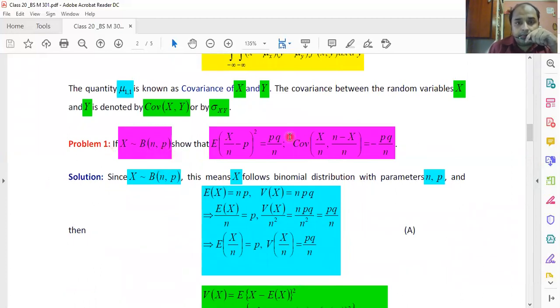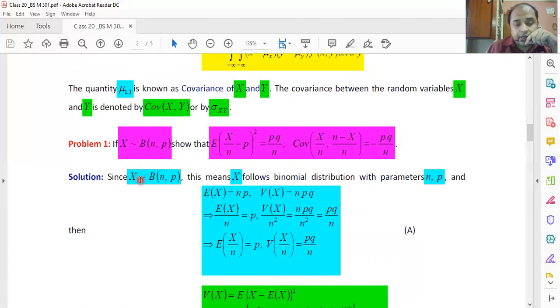Now here is a problem for you. You look at the problem and copy it. The problem has been represented in terms of an expression. What do we mean by this expression? This is the given condition. This expression means that capital X is a binomial distribution with parameters n comma p. If capital X is binomial with parameters n comma p, we are supposed to prove the following results. So let us prove them one by one.